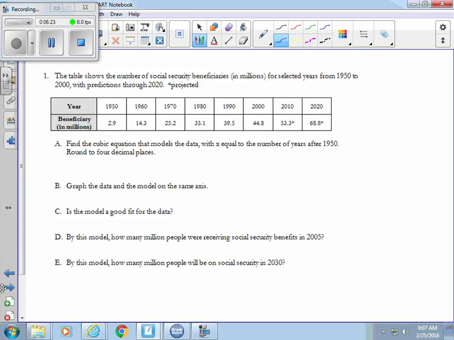This asks me to find a cubic equation that models this data. A cubic equation that models this data. Remember in the fall when we did linear equations that modeled data? What button did we push to get to modeling data?